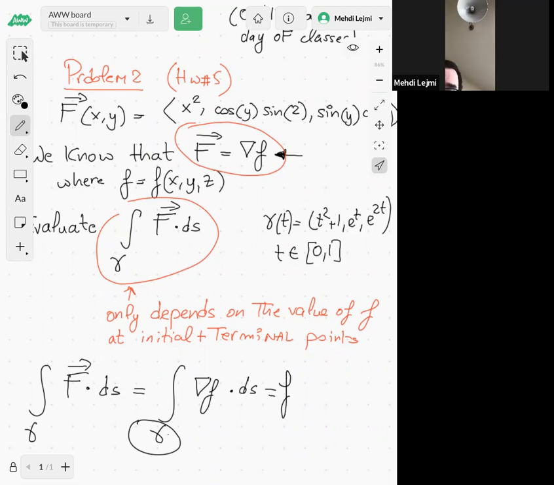So gamma of t is a path. It goes from gamma of 0, that's the initial point, to some terminal point, gamma of 1. So you're moving from gamma of 0 to gamma of 1. And what I'm saying is that because your vector field is the gradient of some function f, this integral is just f of the terminal point, f of gamma 1, minus f of gamma 0.